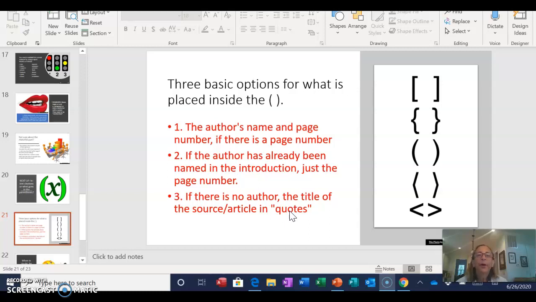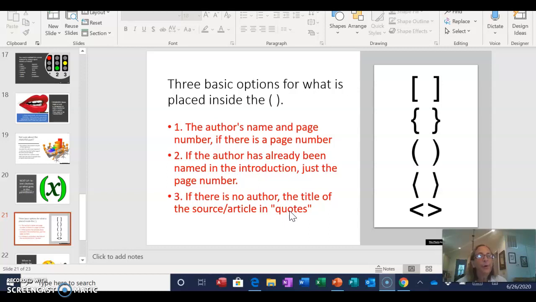Exception. If the author has already been named in your introduction, you don't need to name them again. You've already signaled to your reader that this is Sota Sonia or this is Dr. So-and-so, or this is research psychologist XYZ, or this is Martin Luther King, etc. If you've introduced your quote by using that name, the name doesn't have to go in the parentheses, just the page number from the source material.